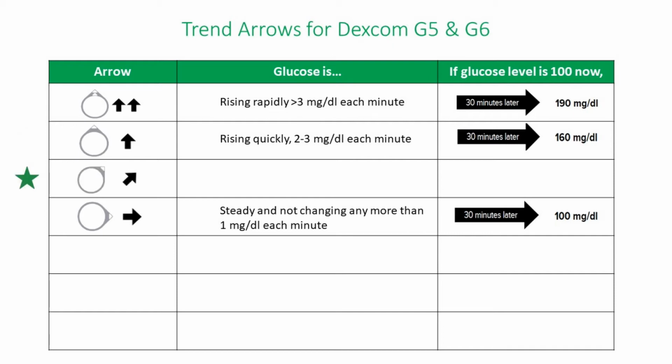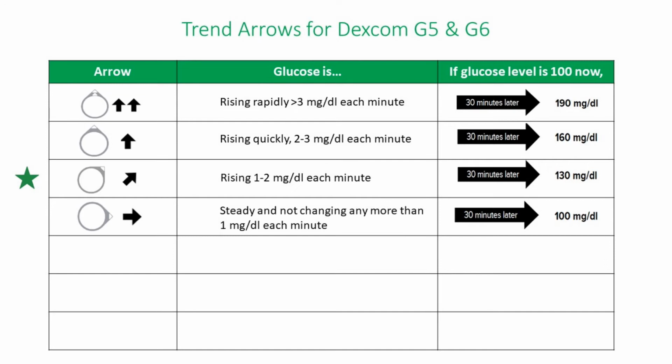This next arrow is slightly slanted upwards. This means that glucose levels are rising more slowly, about 1 to 2 per minute. And that means that if glucose levels are 100 now, if you don't eat or take any insulin, in about 30 minutes, they will be about 130 milligrams per deciliter.